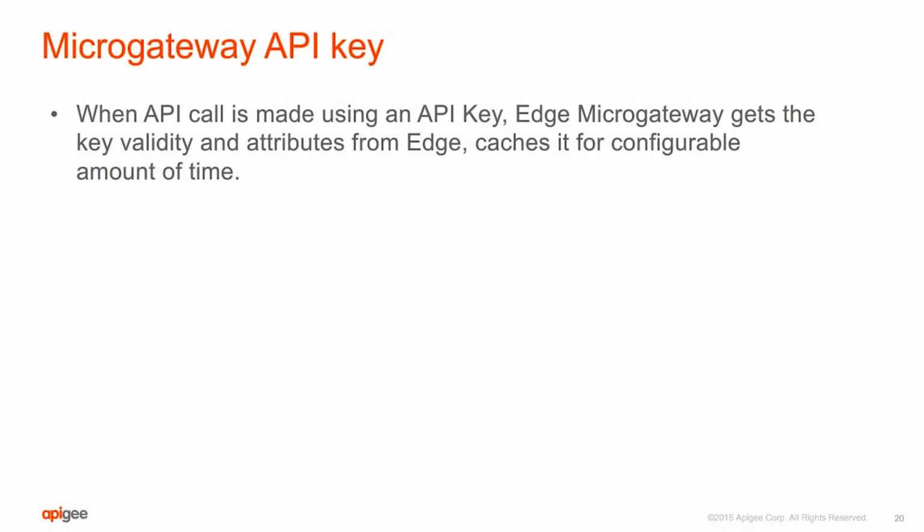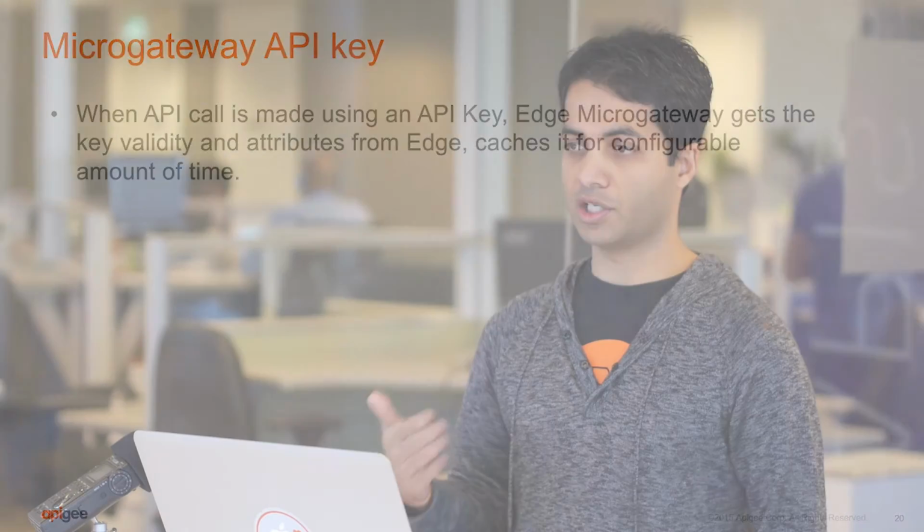For the API key flow, as I mentioned briefly before, because it's not self-validating, when Edge Microgateway sees the key for the first time, it has to talk to Edge to get this attribute. Once it has it, it caches it by default for 30 minutes. You can configure it for however long you want. You can configure it to never expire as well. In that case, as long as your Edge Microgateway is running, it will have the attributes of your API key. Then once you have the key, the way it validates the API call is the same regardless of what you're doing.